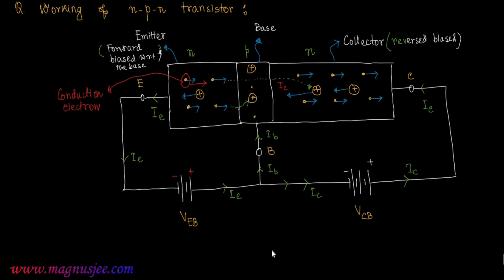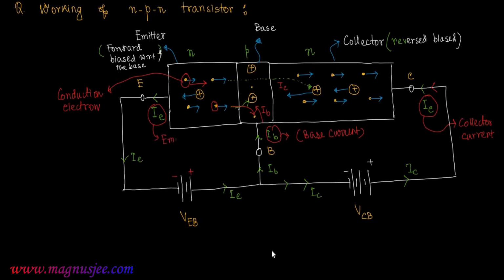In this case, IC is the collector current. Collector current will flow in what direction? It will flow into the collector. Similarly, IB is the base current. We know that current flows in the opposite direction to the motion of electrons, and this conduction electron is flowing along this direction. That's why base current will be flowing in the opposite direction.